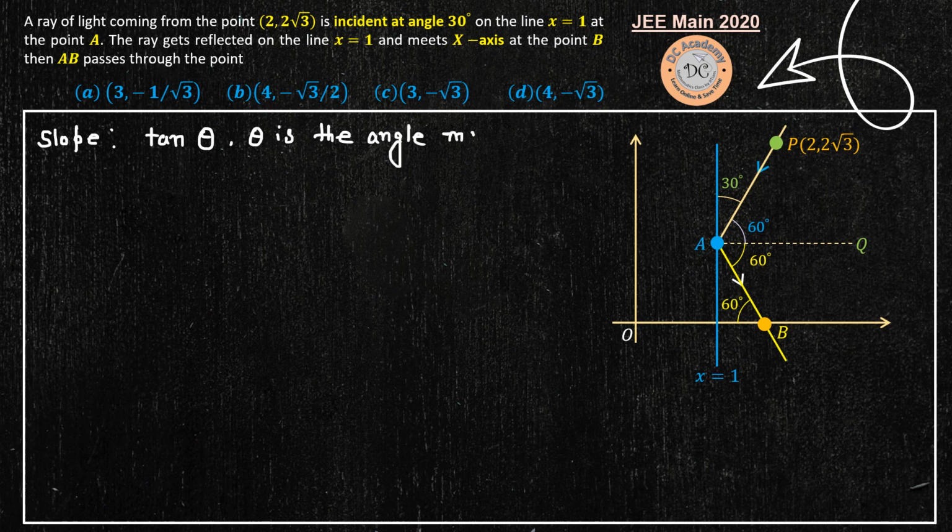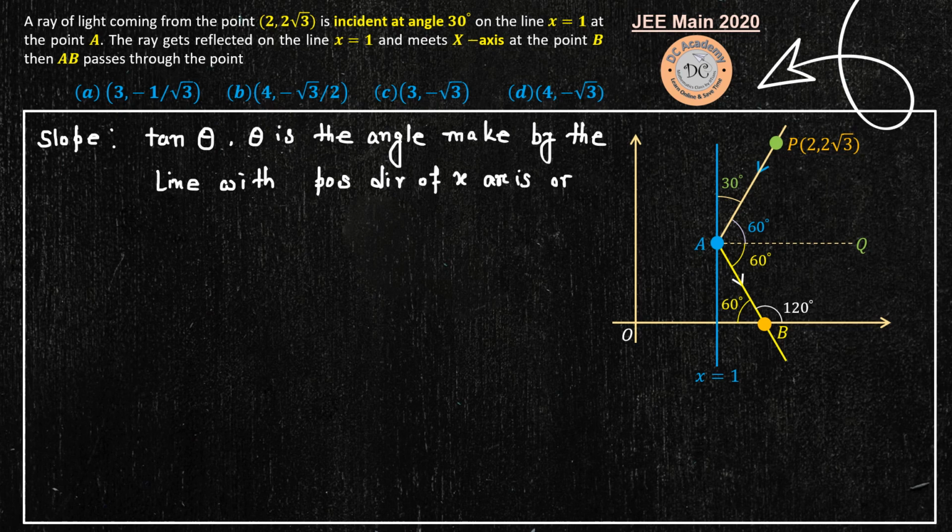made by the line with the positive direction of the x-axis, or we can say with any horizontal line as well. That means a line parallel to the x-axis.